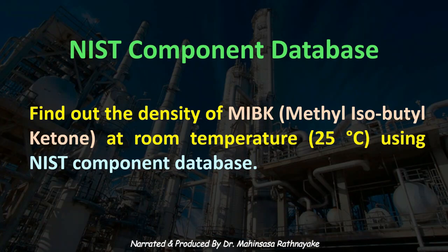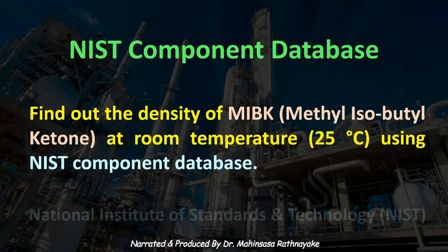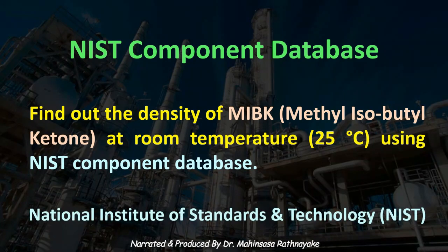We shall use the NIST component database available in Aspen Plus software for this purpose. NIST stands for the National Institute of Standards and Technology. It provides chemical and physical property data on over 40,000 compounds. You can use Aspen Plus software to obtain necessary chemical component data from this database. The advantage is they are the most updated experimental data.